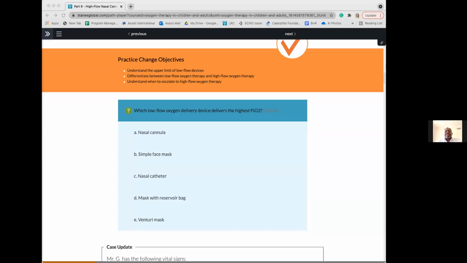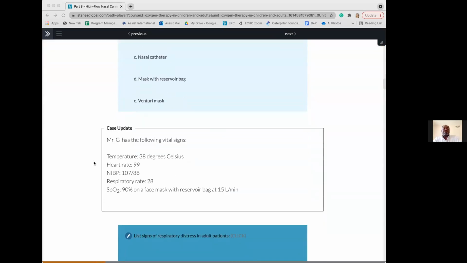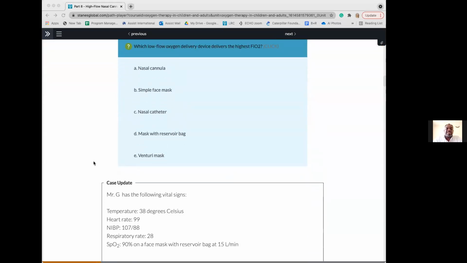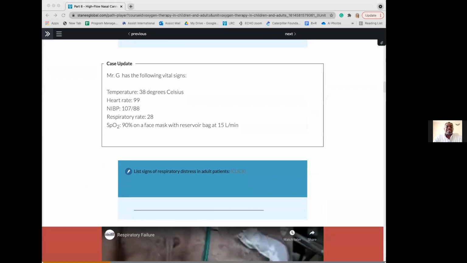75% of our participants got it correct. So actually, it's a mask with reservoir bag that will give you the highest FiO2. We'll have more discussion on this in the next few minutes. But for now, we'll go further on the discussion and read the case update. And then later on, we'll discuss different oxygen delivery devices that are used and how much FiO2 each one delivers.